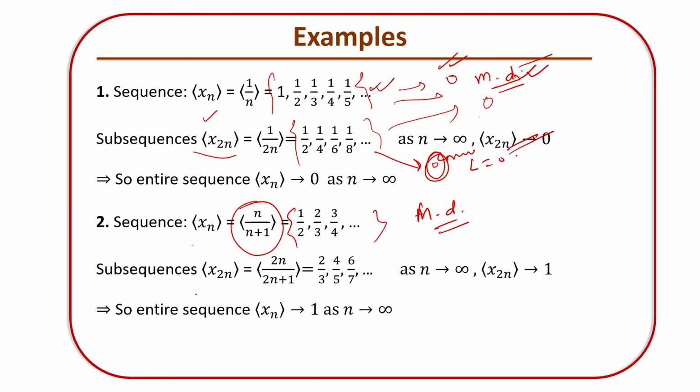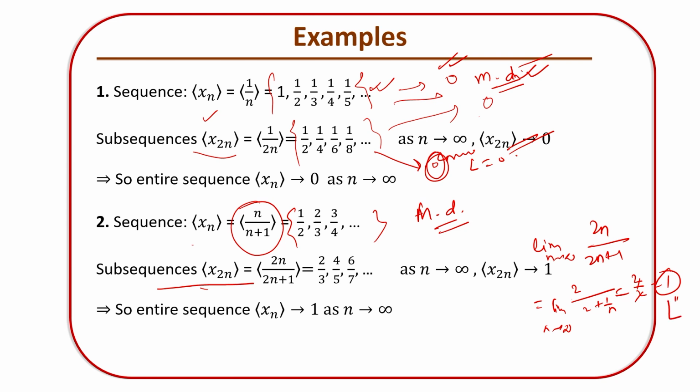And consider a subsequence 2n by 2n plus 1. Now look at 2n divided by 2n plus 1, and take the limit as n tends to infinity. It will give you 2 divided by 2 plus 1 by n, limit as n tends to infinity. So this will give you 2 by 2, which cancels out to 1, right? So this subsequence is a converging subsequence and converges to a point L, which is equal to 1, right.